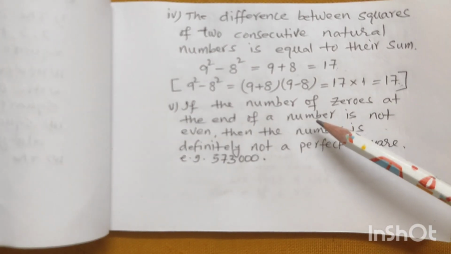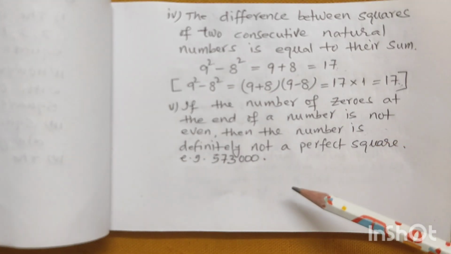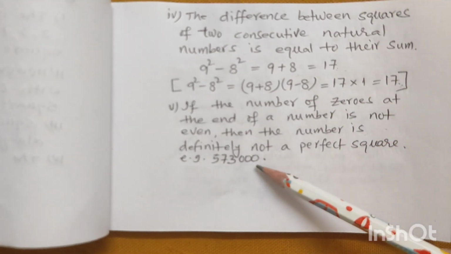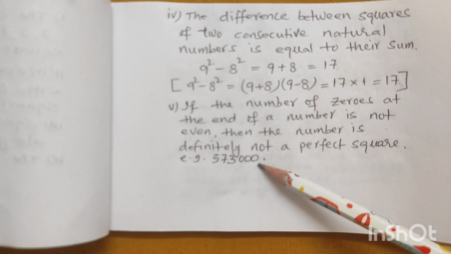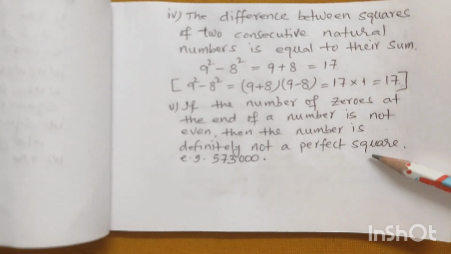Now another property: if the number of zeros at the end of a number is not even, like this is the number, there are 3 zeros at the end which is not even, so the number is definitely not a perfect square.